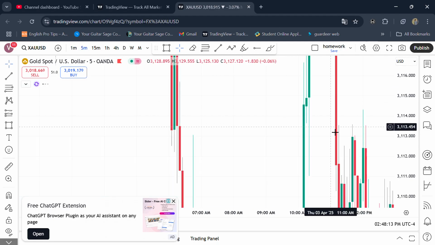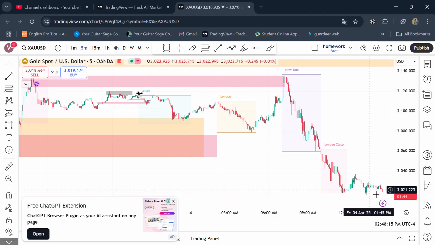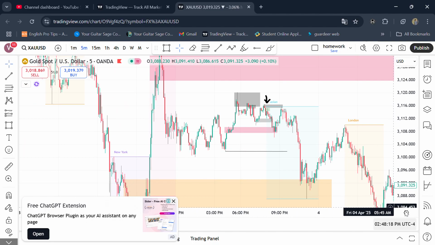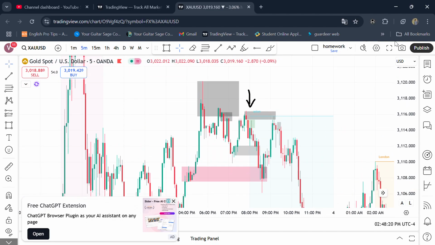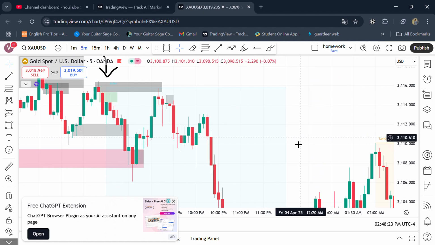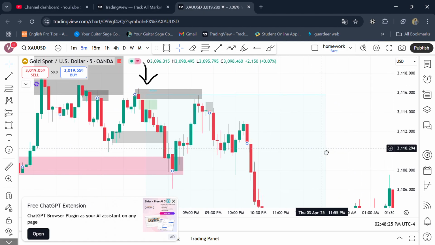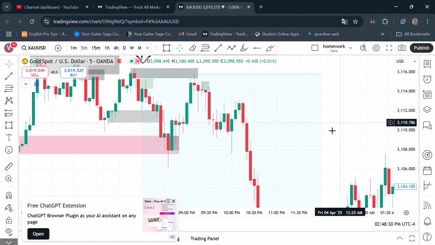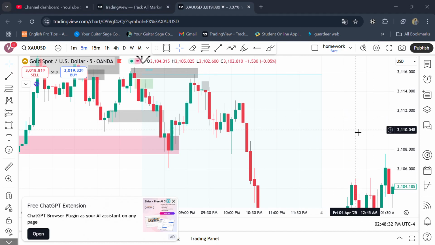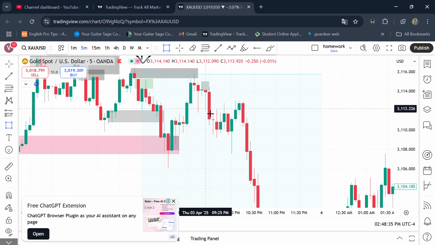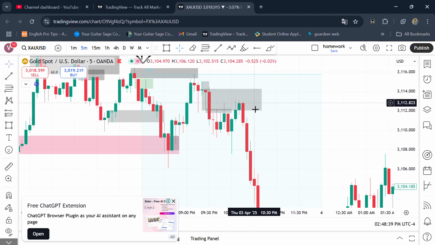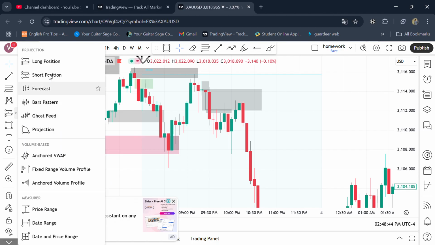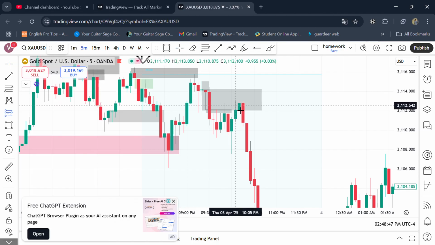On 5 minute time frame, let's see what happened on 5 minutes. On 5 minutes too, you will find this minor FVG and this order block which got tapped again, and you get an entry here.